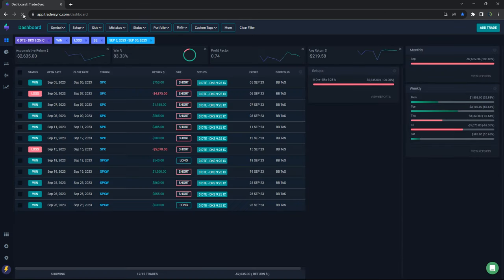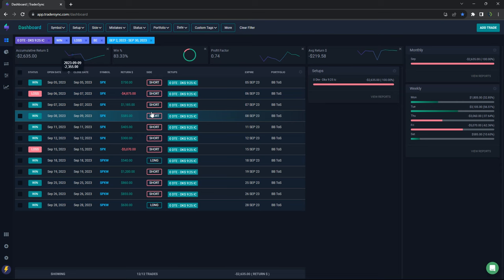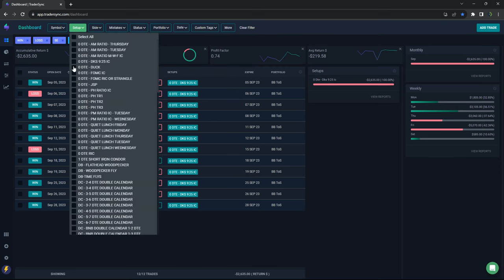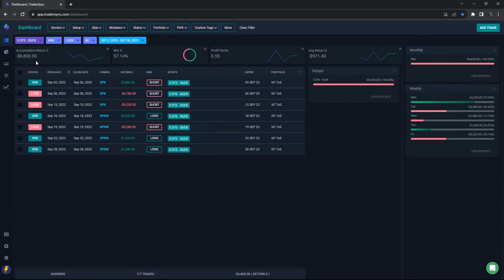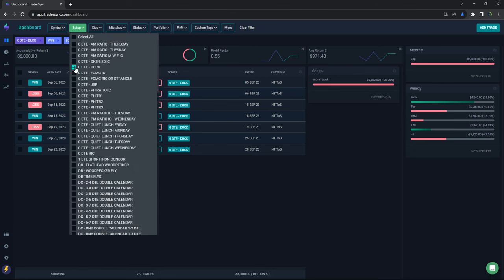The DKS, the DITK special, a little bit red this month. Had a couple of losers that pulled that down. And in fact, on this one my stop was actually a little bit tighter than it was supposed to be, by accident. So that actually saved me a little bit. But still red for the month, so minus 2,600 on the DKS. Zero DTE ducks, also red for the month, minus 6,800. Had a few that got kind of smoked out for some pretty decent losses.